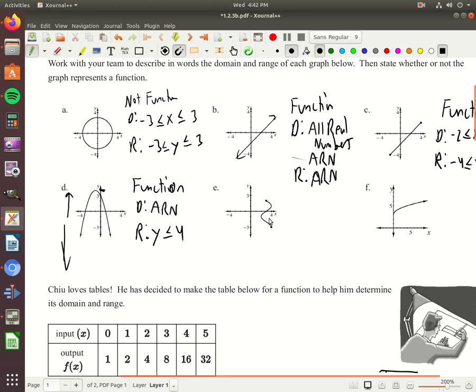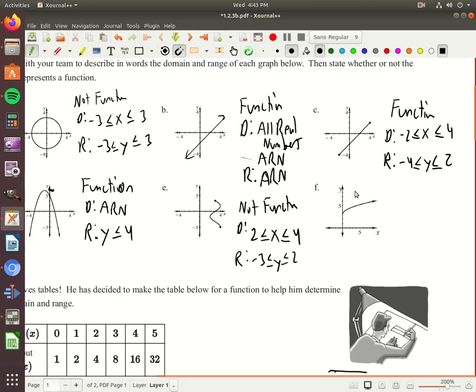All right, if I go to E, is this thing a function? No. When I go here, I have multiple outputs, right? So I'll say it's not a function. What's the furthest left I can go? It looks like 2. What's the furthest right I can go? It looks like 4, and those are closed circles. So I will say 2 is less than or equal to x, which is less than or equal to 4. I hope you see how important it is that we understand how to write these inequalities. And our range is the most up and down I can go. The furthest down I can go is -3, and it's a closed circle. The furthest up I can go is +2, and it's a closed circle.